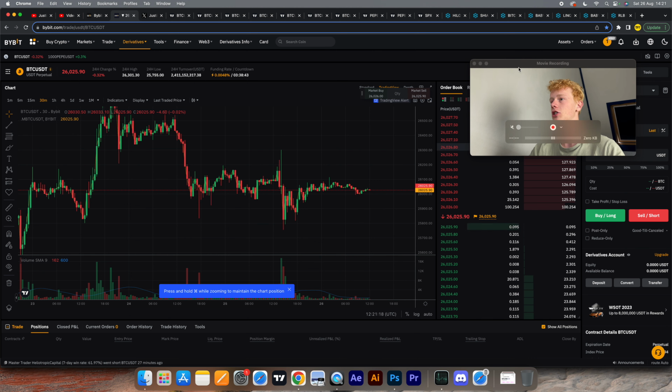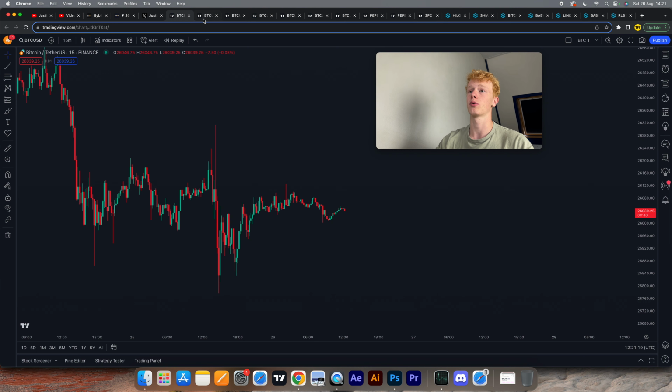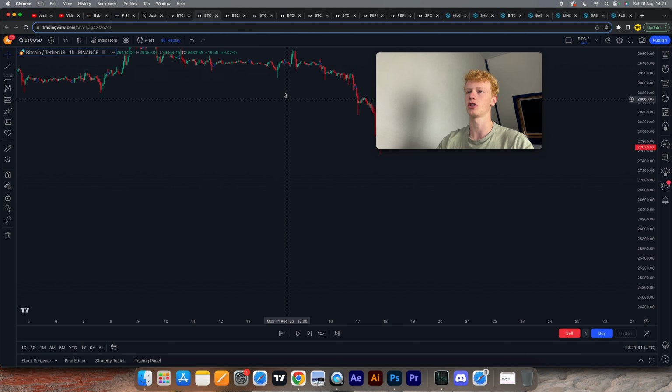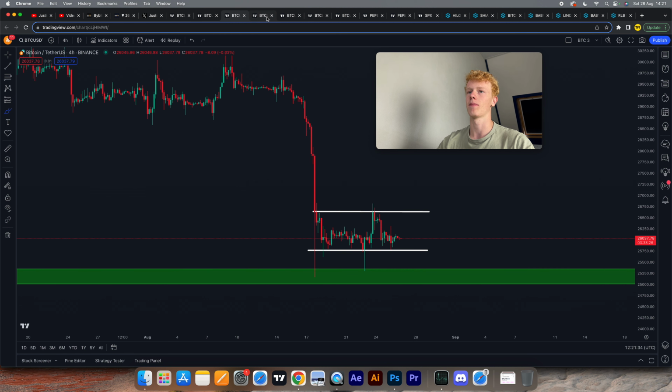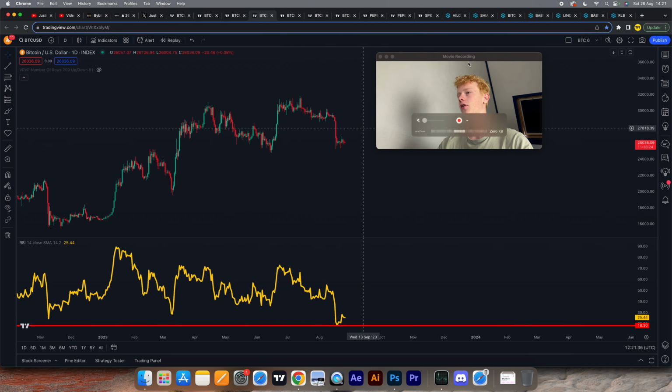Now what we're going to do is simply open four tabs with charts, and make sure to go to TradingView on all four tabs. And then you want to open a 15-minute chart on Bitcoin, a 1-hour chart on Bitcoin, a 4-hour chart on Bitcoin, and you need a 1-day chart on Bitcoin.